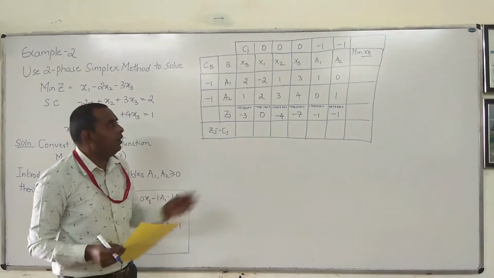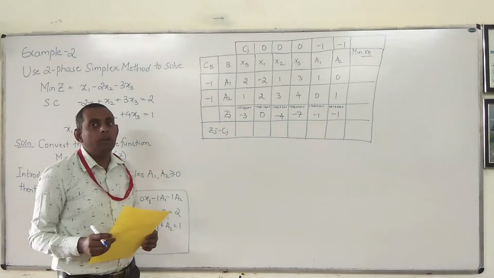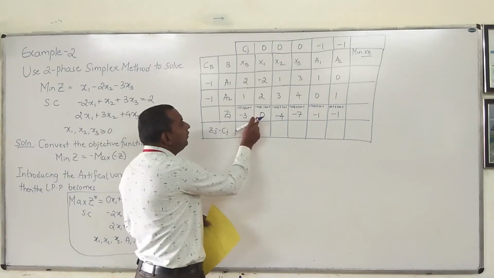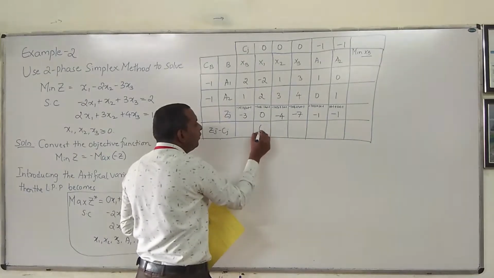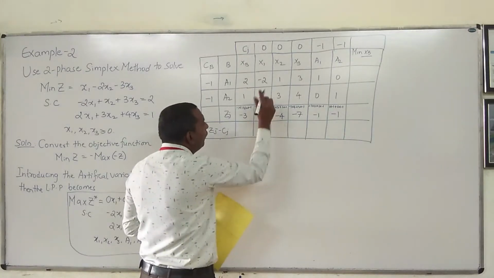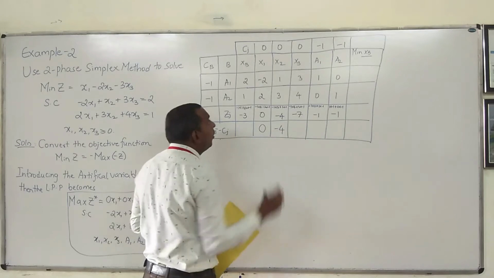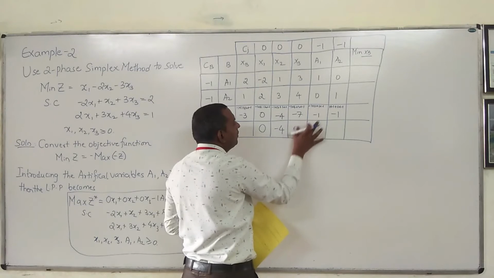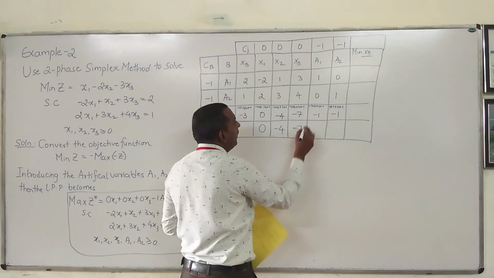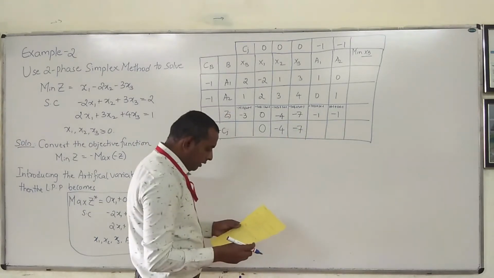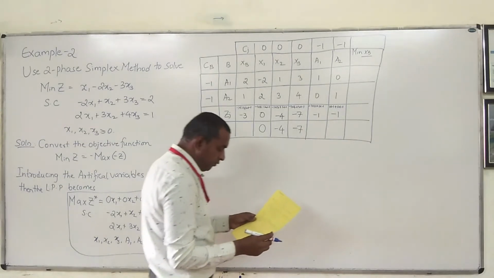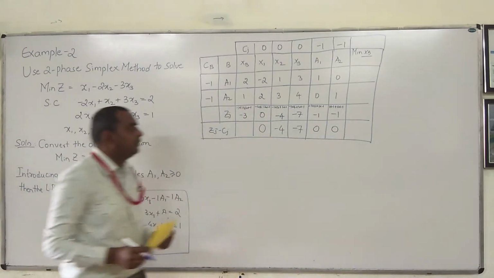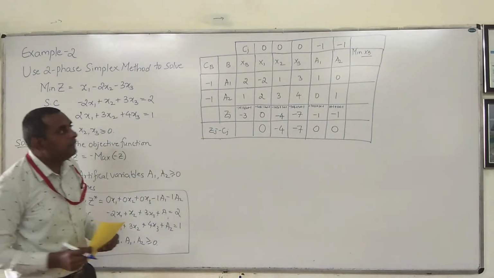Once we got the value of Zj, we need to find the value of Zj minus Cj. So Zj minus Cj is this minus this. So 0 minus 0 is 0. Minus 4 minus 0 is minus 4. Minus 7 minus 0 is minus 7. Minus 1 minus minus 1, the answer is 0. Here also the answer is 0. Fine, so we got Zj minus Cj.